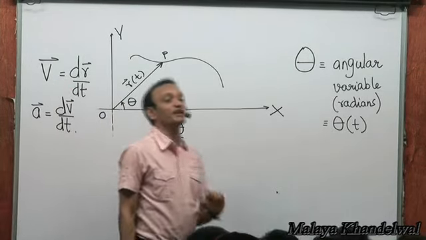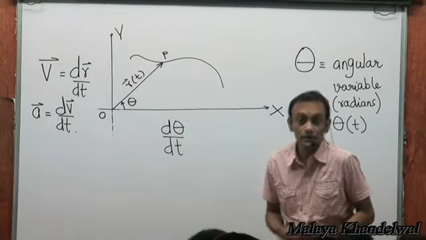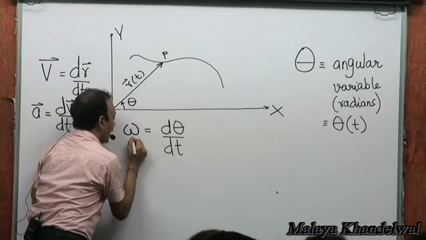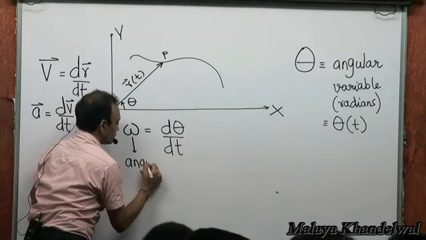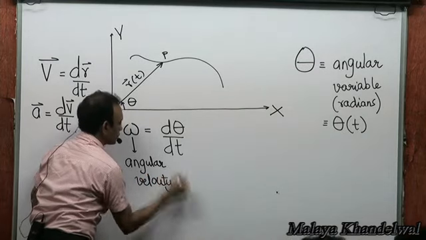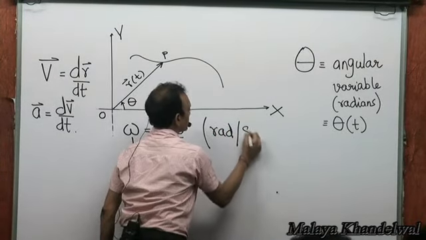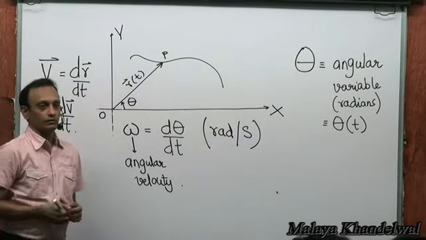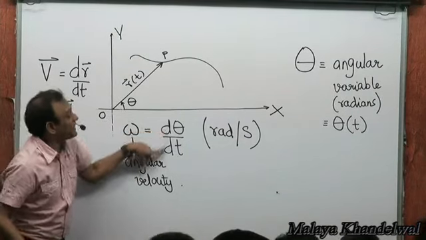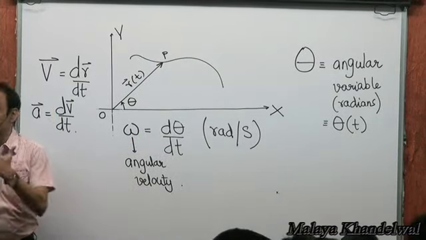We now end up defining the rate at which theta changes with time as what is called the angular velocity of the particle. This is defined as omega, the angular velocity of the particle, commonly measured in radians per second. d theta is the change in theta, dt is the change in time. So this is the rate at which theta changes with time, which is the angular velocity of the particle, which in general is a function of time.